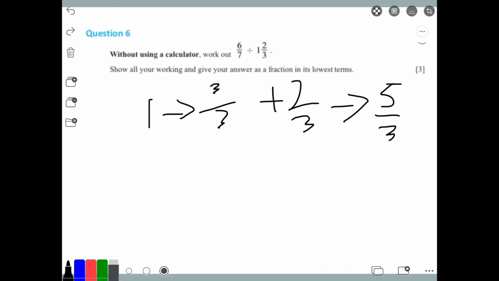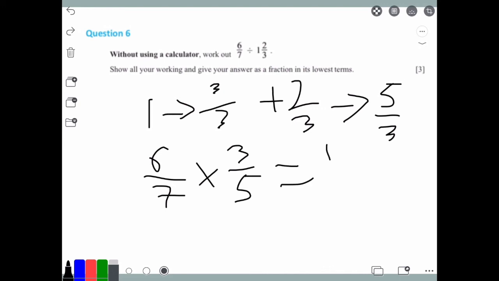Then for the division, as we know, any division is just a multiplication by the reciprocal. So we will multiply 6 over 7 by the reciprocal of 5 over 3, which is 3 over 5. And that we will get 18 over 35.